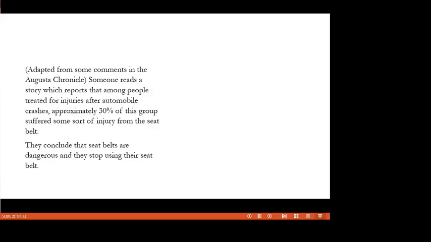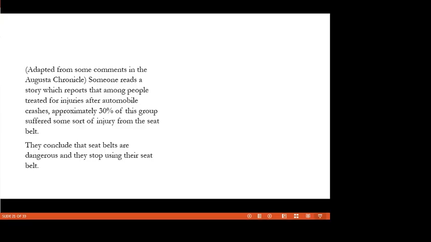Next example, I was reading the newspaper one day, and there was a story in there that said when people are treated for injuries after automobile accidents, about 30% of the people needing treatment actually suffered some kind of an injury because of the seatbelt. And in the Augusta Chronicle, if you ever read the comments section, one of the comments in there was, well, therefore, seatbelts, I guess, are extremely dangerous. And people shouldn't be made to wear their seatbelts.